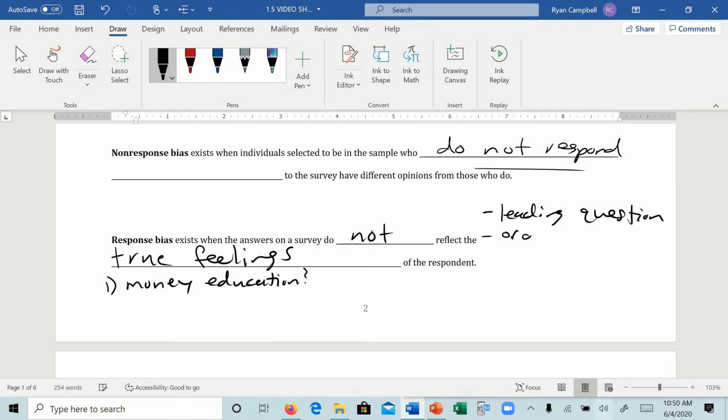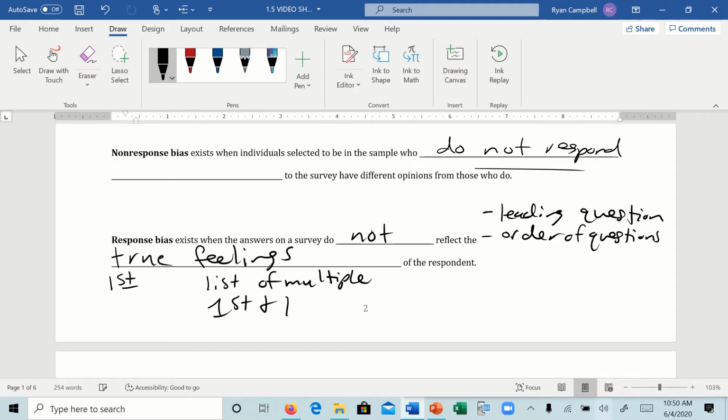It could also be just the order of questions. And this one you can't really help, but it might actually have a response bias. A lot of times people remember either the first thing, if it's one or the other, or if there's a list of multiple things, people really remember the first and the last ones that you say.